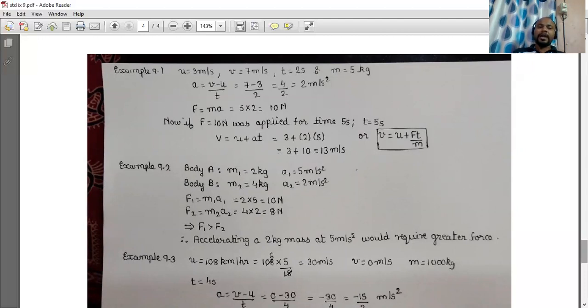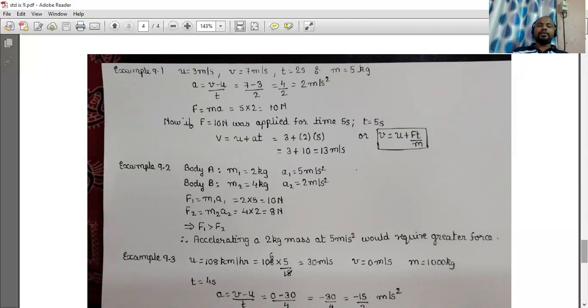Now, first of all, as you all know, in order to find force, we should know the magnitude of mass and acceleration. If you see the given contents, you are given mass 5 kg, initial velocity 3 meter per second, final velocity 7 meter per second, time 2 seconds. So from this, you can find acceleration by the formula V minus U upon T. That is 7 minus 3 upon 2, which is 4 upon 2, 2 meter per second square. So force will be mass into acceleration. That is F equals 5 into 2, that is 10 Newton.